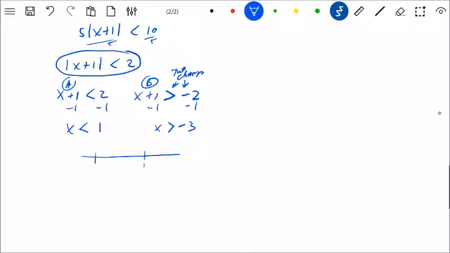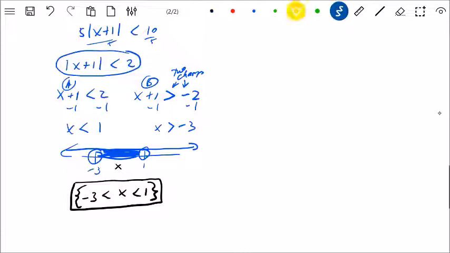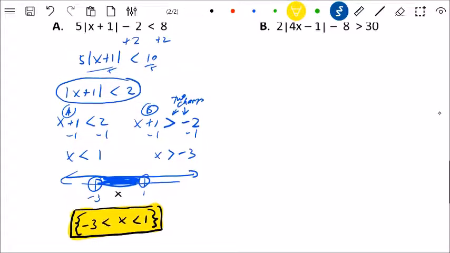So when I put a 1 here and a negative 3 here, less than 1 are all these, greater than negative 3 are all these, which means we have an overlapping area. So x is between these. So I have negative 3 is less than x, which is less than 1. And let's put that in the answer brackets. Okay, so that's one of these. This one was an and statement because it's an overlap. That makes it an and when it has the overlap.